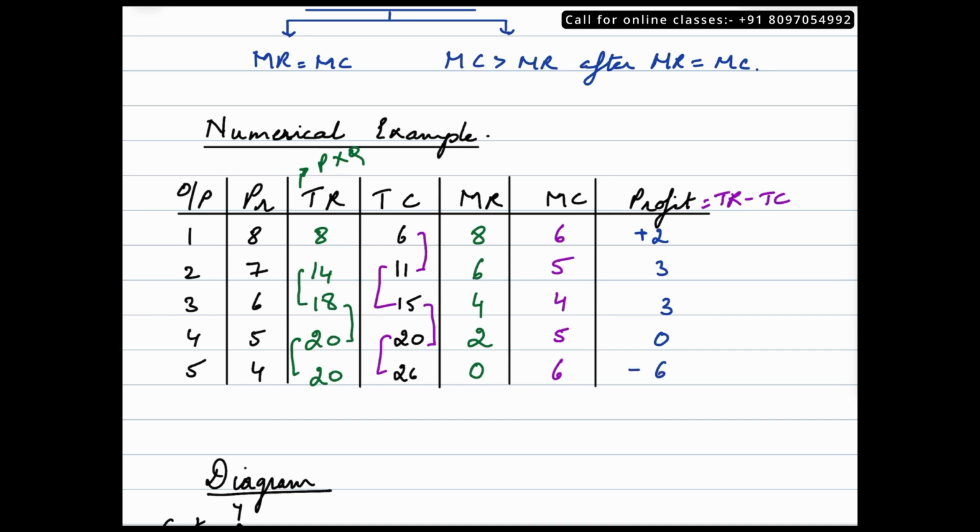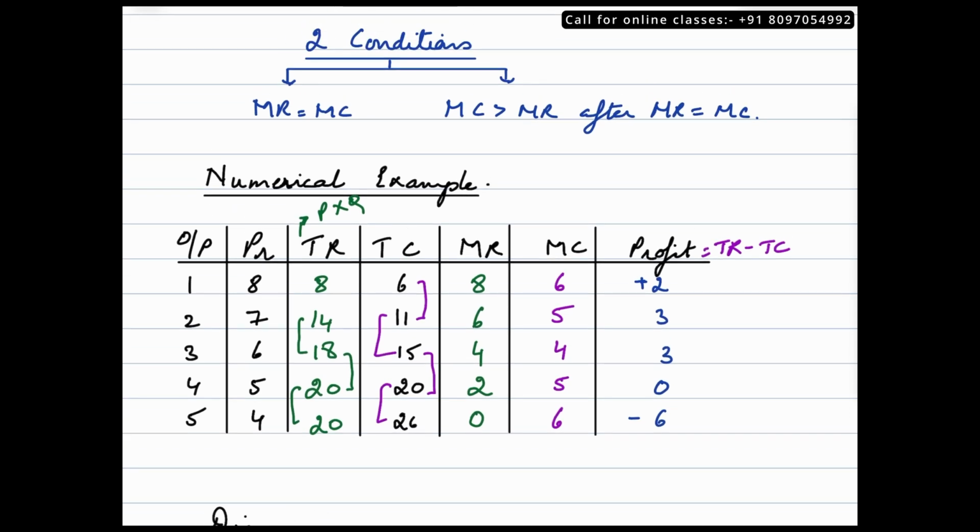So let's see if we are able to get the two conditions in place. The two conditions were MR is supposed to be equal to MC. So where is MR equal to MC? MR is equal to MC over here, which is the third output level. And let us see if the second condition is fulfilled after that. So after that, MC is greater than MR, which is at the fourth unit. So we can say that the producer is maximizing his profit at the third unit. Let me highlight it. So this is the profit maximizing output level.